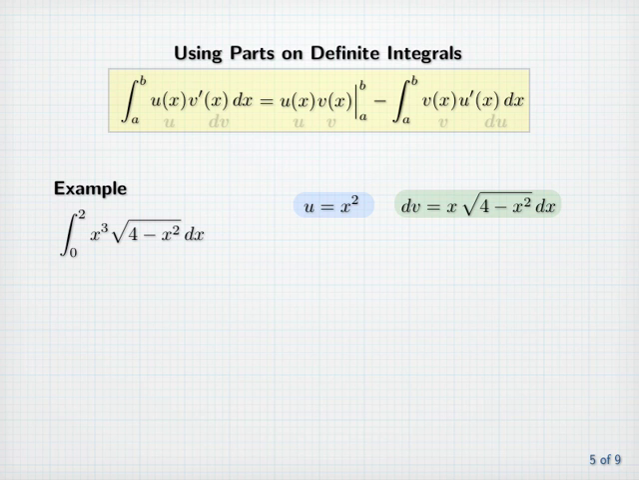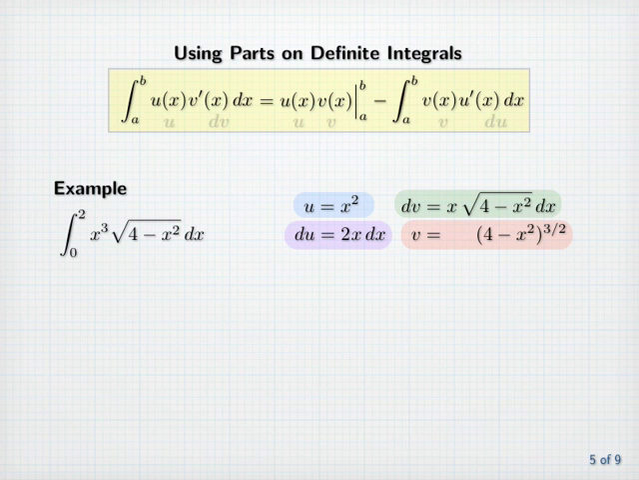Note that keeping a factor of x along with that square root will allow us to integrate that by a simple substitution. So we compute du, that's 2x dx, and we want to integrate dv. Now the x factor there is minus 1/2 times the derivative of what's underneath the square root. So it's clear that v is going to be some multiple of (4 minus x squared) to the 3/2 power.